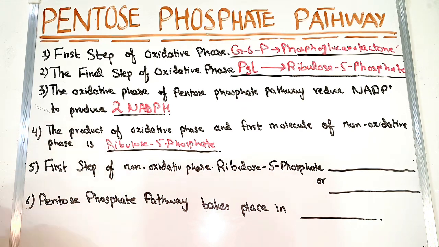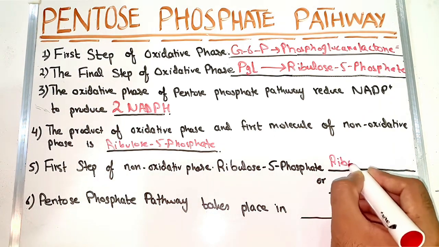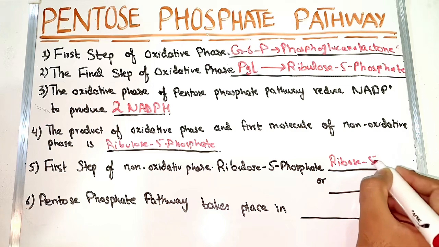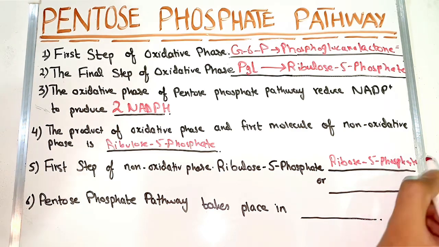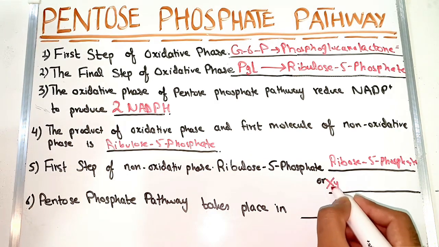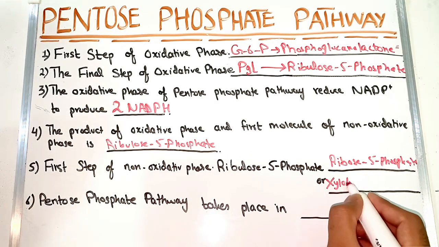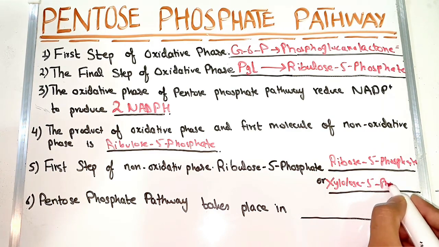Oh, let's see, what a coincidence. The next question is the same: the first step of the non-oxidative phase is ribulose 5-phosphate is converted into ribose 5-phosphate for nucleotide synthesis, or if it is not needed, then it is converted into xylulose 5-phosphate, which later can also be converted into fructose 6-phosphate.